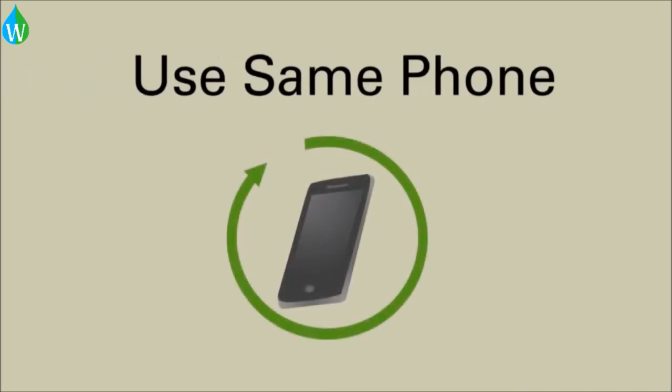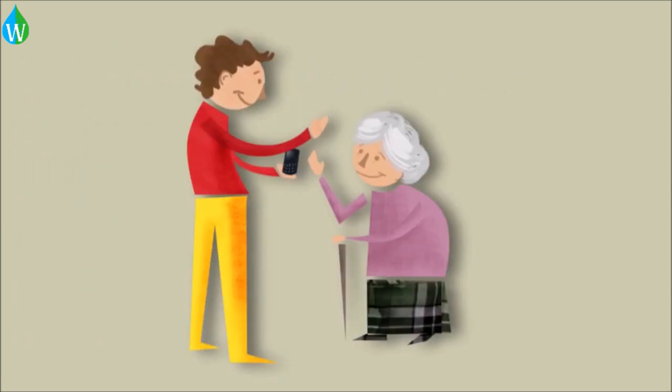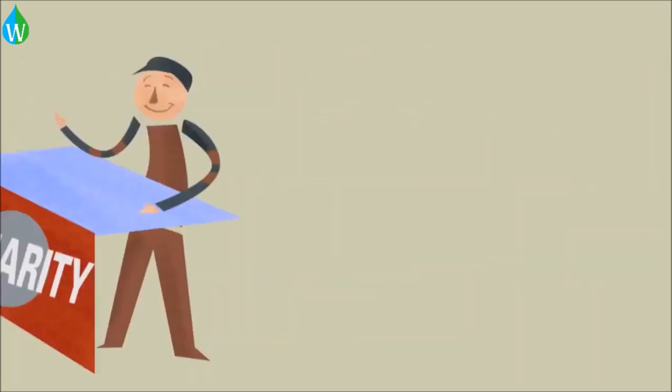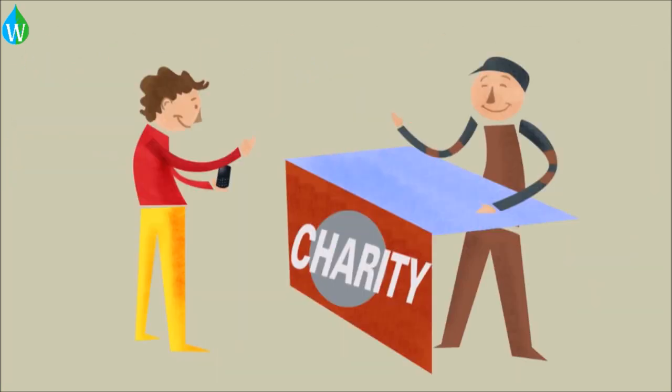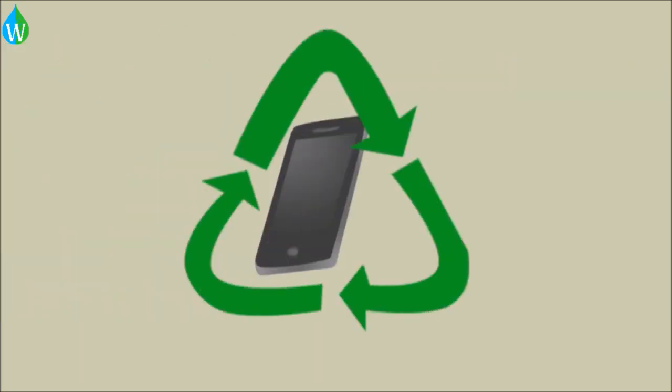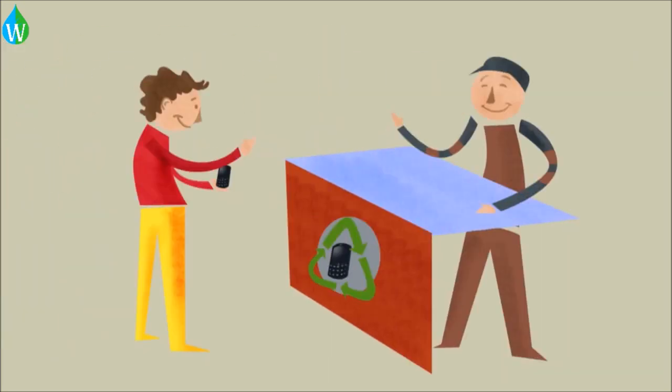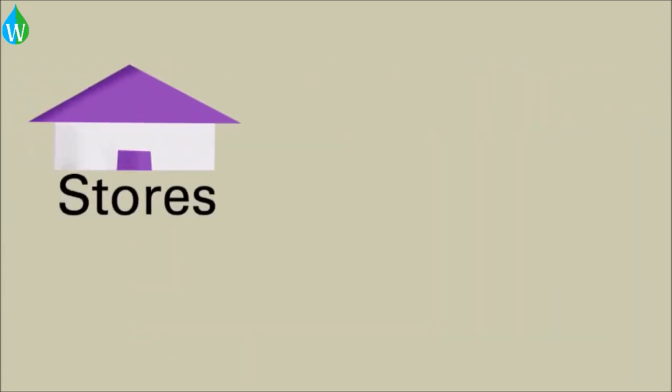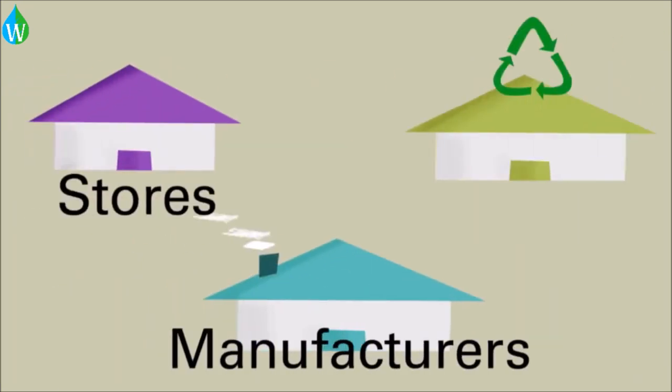Some ways would include the reuse of your phone. Just because you may have finished with it, if you donate it to another family member or to a charity, the phone will get a second life. Another way is that you recycle it. Electronics recyclers are becoming very popular. Today, many stores, manufacturers, and recycling centers accept cell phones for recycling.